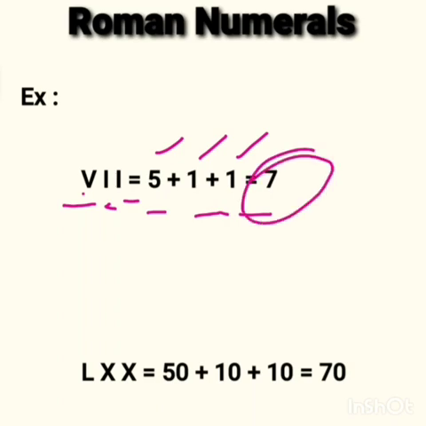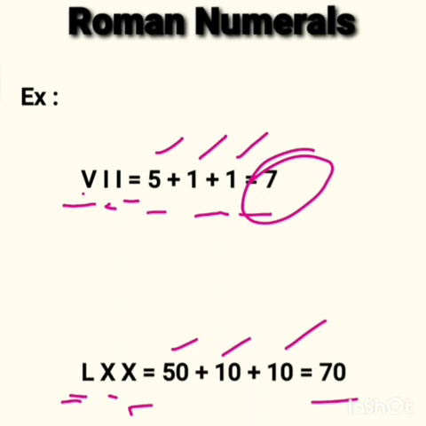So the next example, see, is L, X and X, right? So what we have to add, right? The meaning of L is 50, the meaning of X is 10, the meaning of X is 10. So it means 50 plus 10 plus 10, what is it?